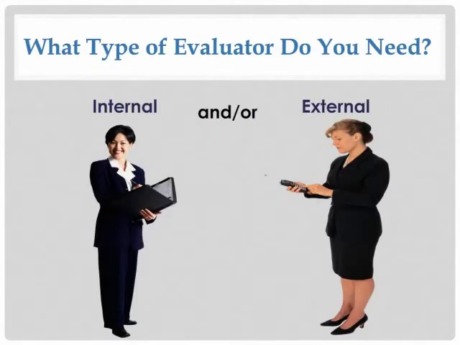In addition to using the guidelines, you also need to determine what type of an evaluator you need. Do you need an internal evaluator, an external evaluator? Do you need both of them? Do you need a team of internal and external evaluators to work together? Do you need them to work separately? There's a lot of different variations and combinations you can use, but you as your evaluation committee team need to determine what combination will work best for you in that particular program that needs to be evaluated.